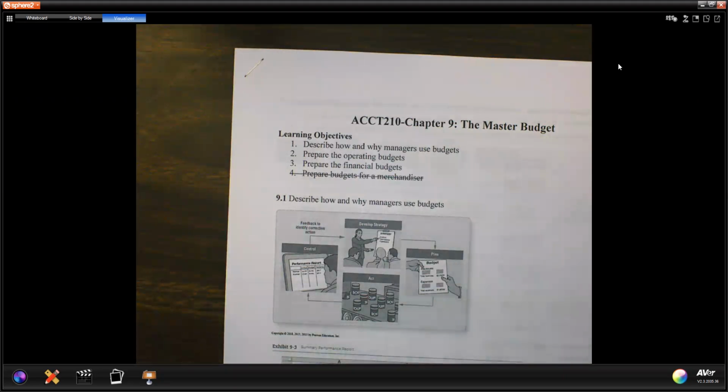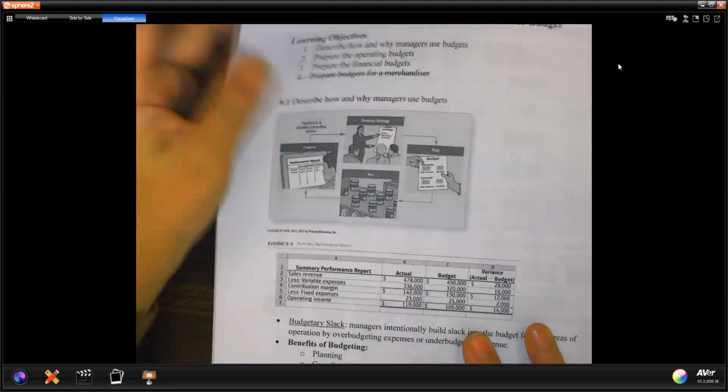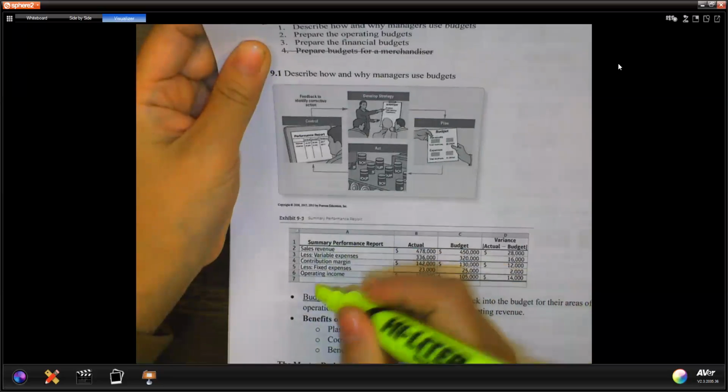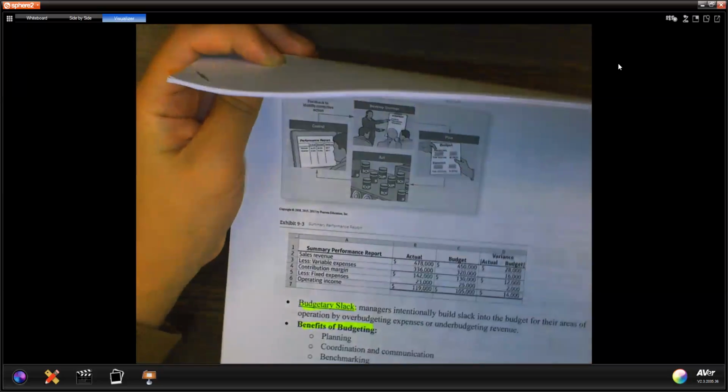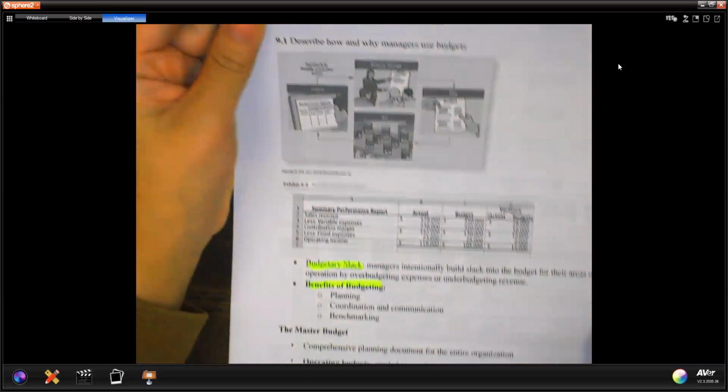I will post the handout to Blackboard, so I'm not really going to read everything, but I want to point out some key parts with you. So let's get started. First, when talking about concepts, you should know the meaning of budgetary slack and the benefits of a budget. Those things, read the textbook and get a general idea.